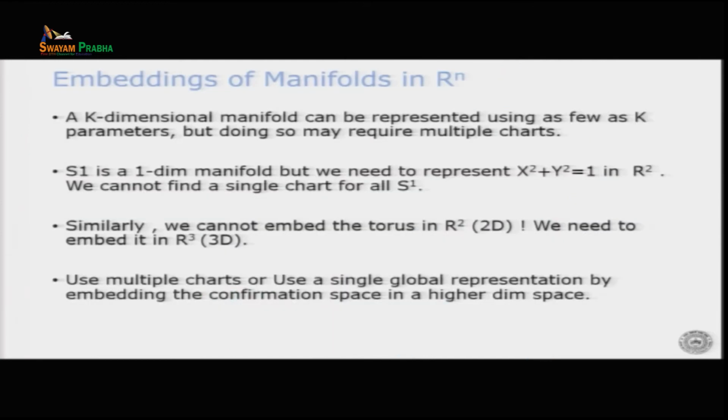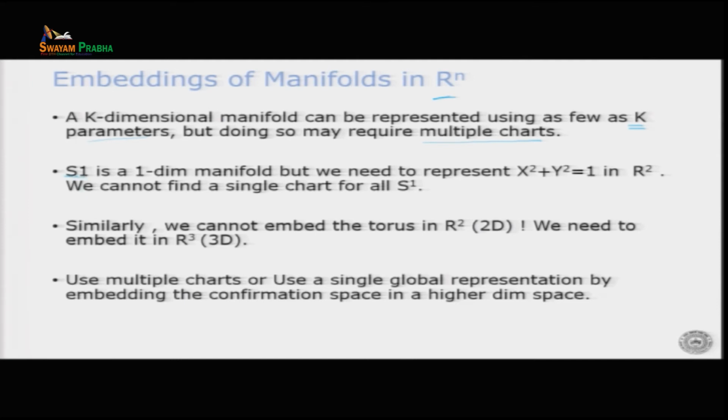So let us move on now and talk about embeddings of manifolds in R raised to n, which is Euclidean space. Okay. Now a k dimensional manifold can be represented by using as few as k parameters. Okay. But doing so may require multiple charts. Now for example, a mobile robot has 2 dimensions x and y, they can be represented using k parameters. Okay. What are the 2 parameters? X and y. Okay. But this has some limitations. Let us have a look at that.